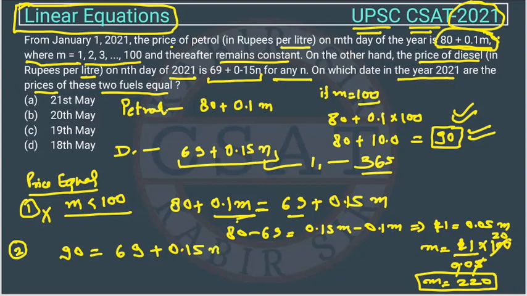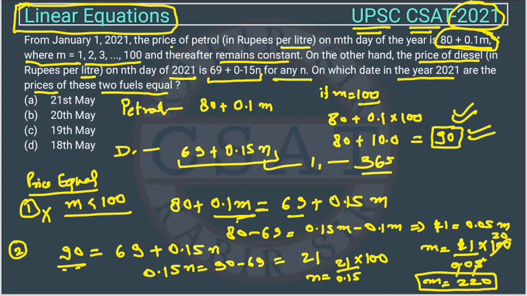n or m, both are equal, right? So we will write n, because when m is greater than 100, the price of petrol is 90. So what do we get from this? We get 0.15n is equal to 90 minus 69, right? So this will be 21. So n will be 21 upon 0.15.